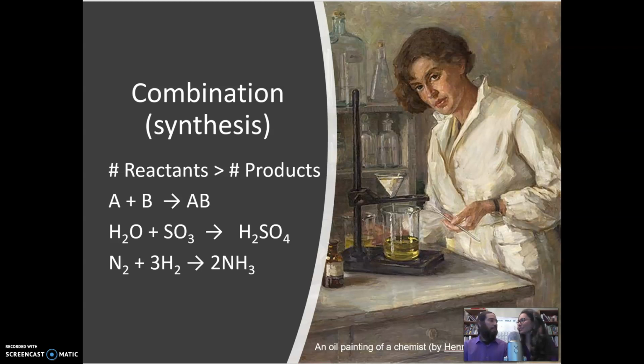And that synthesis can be called a combination, as we see here. So again, this is just saying the number of reactants greater than the number of products. We have an example using A and B, but let's look down below. So these aren't elements. We've got water and SO3 forming H2SO4. So this is a combination reaction, and it's not elements. It's two compounds combining to form a compound. So again, it follows that rule that there's more reactants than products. And then the third example there with the nitrogen and the hydrogen forming ammonia, that's also a combination reaction. Yeah, with two elements making a compound.